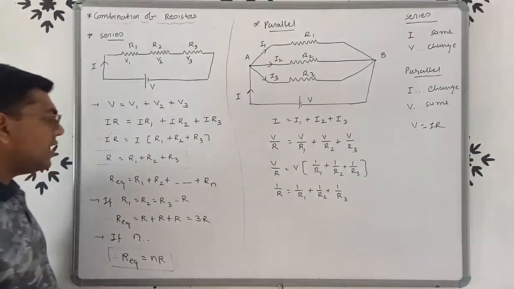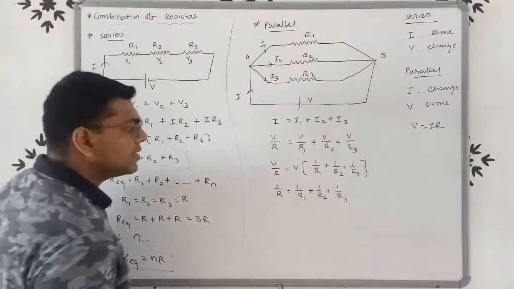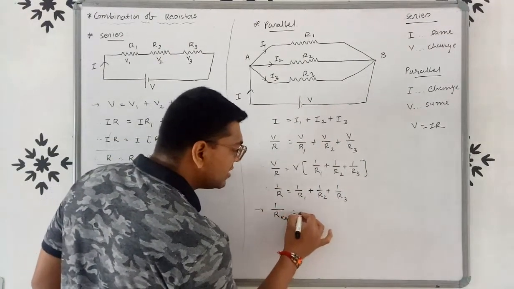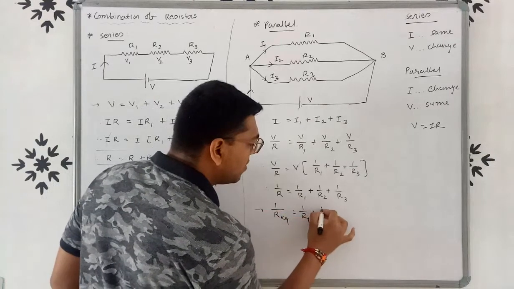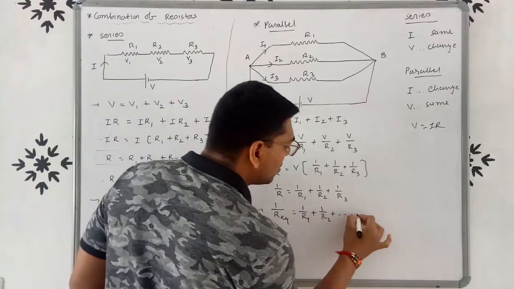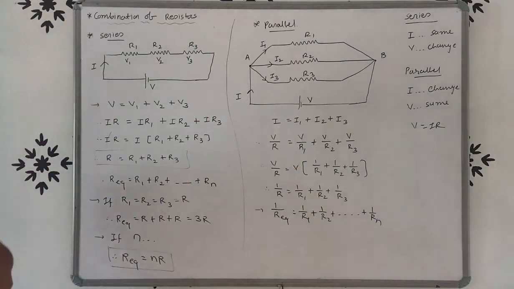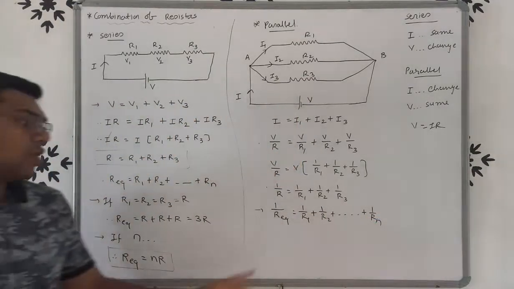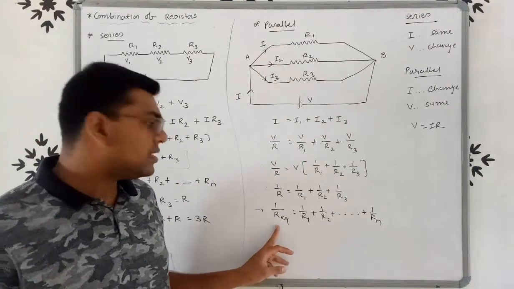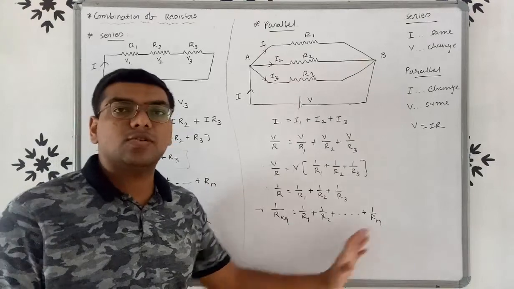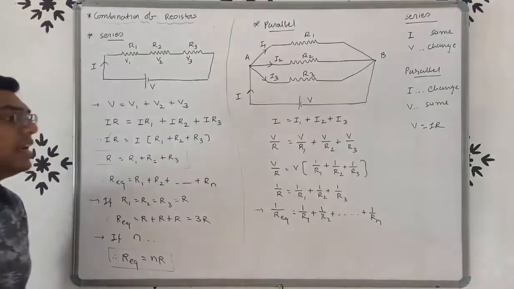Now, if there are n resistors, we can write that 1 upon R equivalent equals 1 upon R1 plus 1 upon R2 and so on up to 1 upon Rn. Right? So if there are n resistors, then the formula of equivalent resistance is 1 by R equivalent equals 1 by R1 plus 1 by R2 up to 1 by Rn.